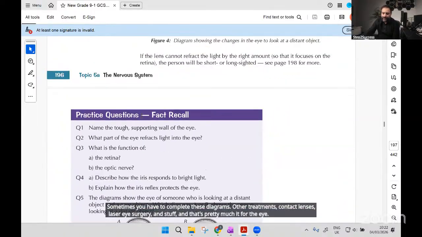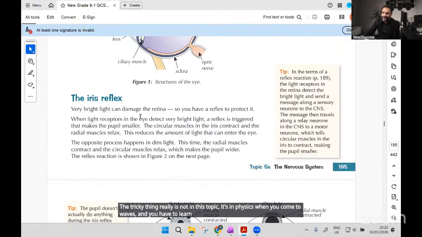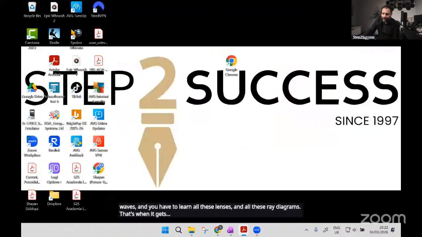The tricky thing really is not in this topic, it's in physics when you come to waves and you have to learn all these lenses and all these ray diagrams. That's when it gets complicated.